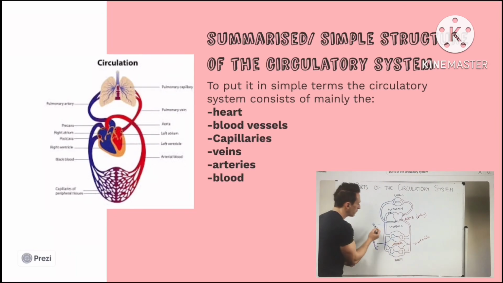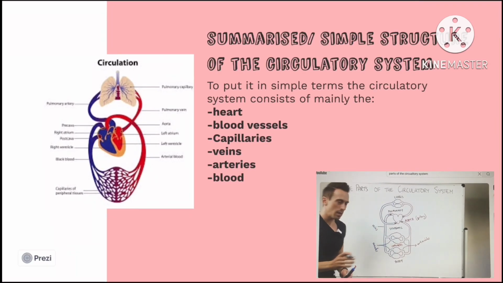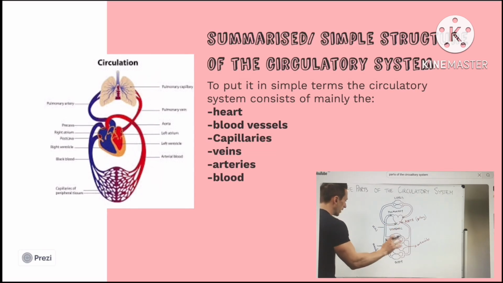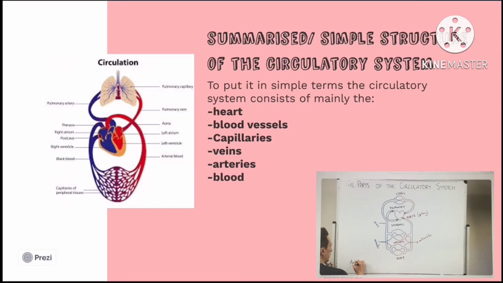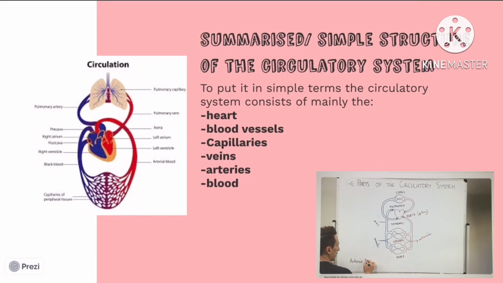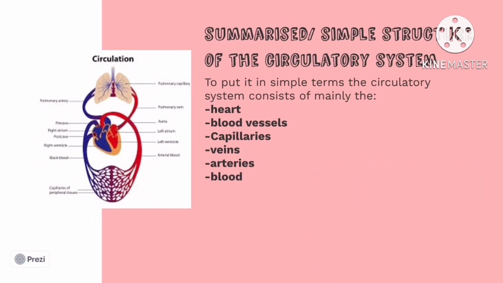Summary of the simple structure of the circulatory system. To put it in simple terms, the circulatory system consists mainly of the heart, blood vessels, capillaries, veins, arteries, and blood. This image can help strengthen your understanding.